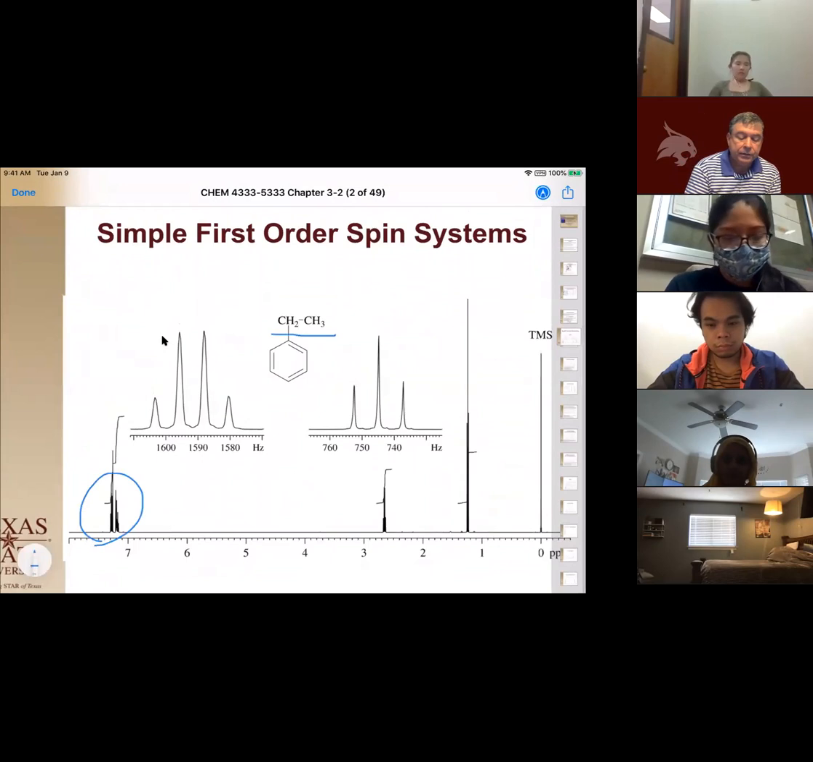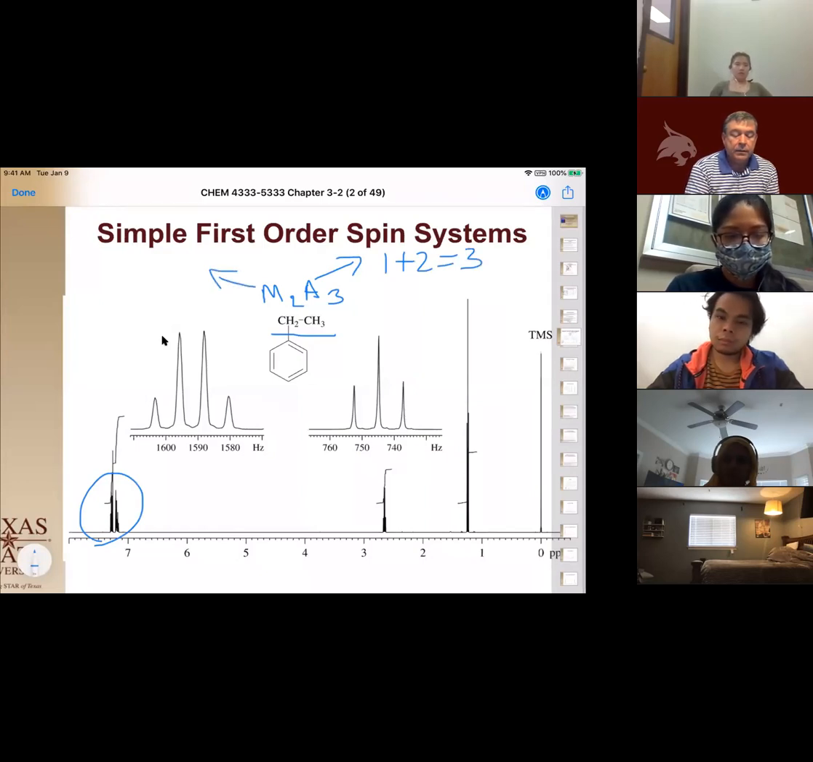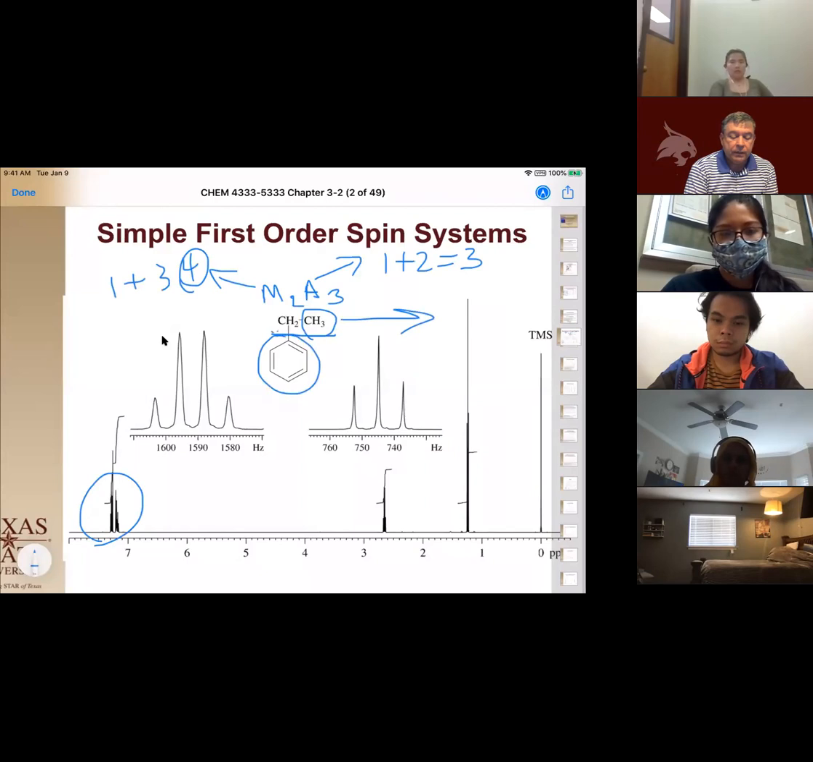So in our Pople notation, this is our A, and it has 3. And this would be our M because it's attached to it, and it has 2. Given that notation, we're expecting A to have 1 plus 2, or 3 peaks. We're expecting M to have 1 plus 3, or 4 peaks. We're expecting the methyl group to be the furthest upfield because it's most like that. And because we have something with electron density there, it's going to shift it downfield. So what we should see is 4 peaks downfield from 3 peaks.